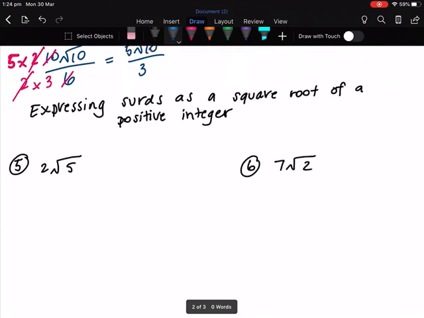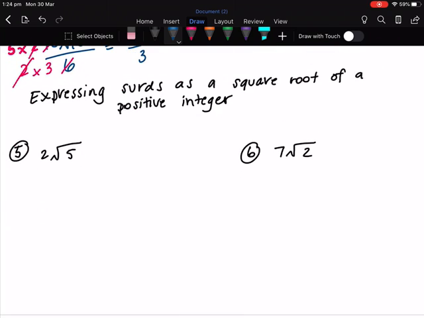Now the last thing we can do is actually go the opposite way, and we can express surds as the square root of a positive integer. So what we actually want to do here is get rid of this number sitting out the front. So what I can do here is do the opposite. If I square 2, I get 4. So I can rewrite 2 as the square root of 4 times the square root of 5, which I can then join up to become the square root of 20.